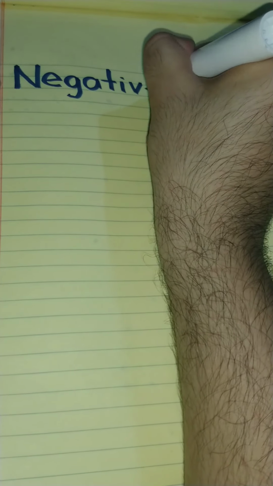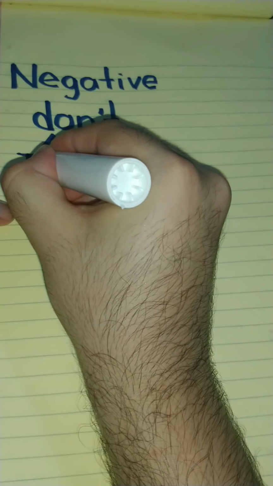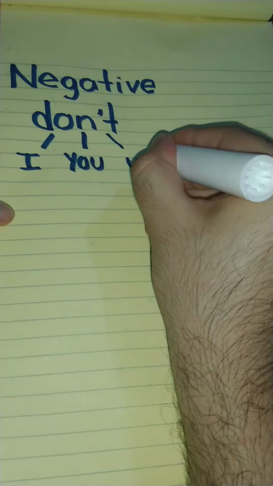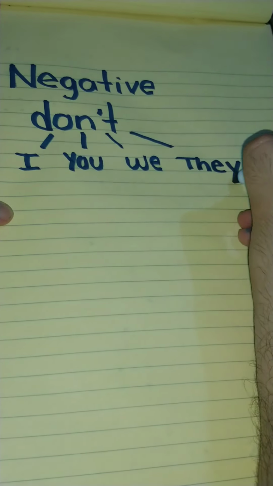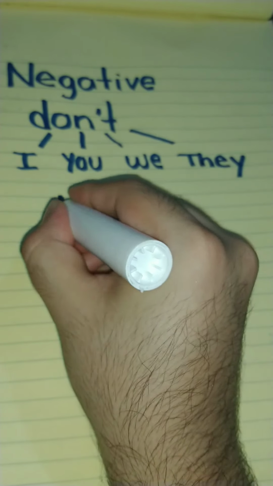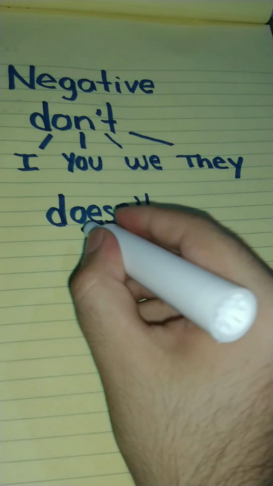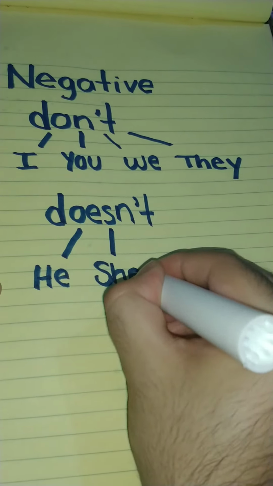Now let's check the negative form in simple present. In here we're going to use two auxiliaries. The first one is don't, that we're going to use for I, you, we, and they. Then we have the second auxiliary for negative in simple present, which is doesn't, that we're going to use for he, she, and it.